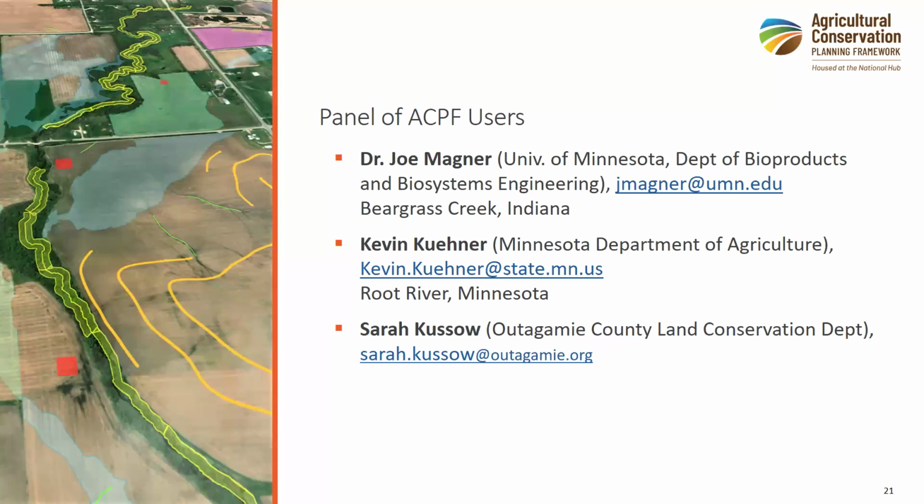So Dr. Joel Magner is here at the University of Minnesota in the Department of Bioproducts and Biosystems Engineering, and has been working on hydrology in agricultural watersheds for decades, and had a project where he worked in Indiana on Beargrass Creek that he'll talk about. Kevin Keener is with the Minnesota Department of Agriculture and has been working on a very unique monitoring project in southeast Minnesota. And Sarah Cusso from Outagamie County, Wisconsin, in their Land Conservation Department, is also joining us here. So thank you, all three of you.